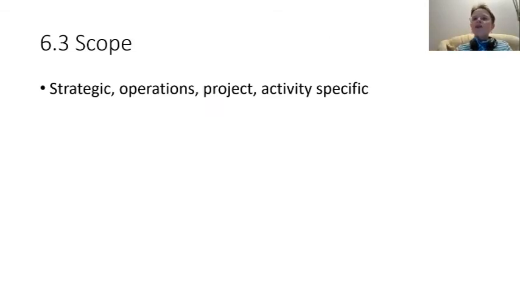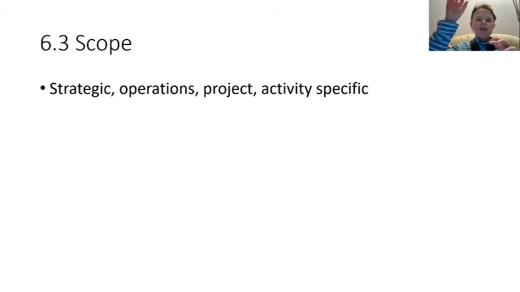6.3 is setting the scope of our risk management process and what we're covering. So it's saying, when you look at risk management, look at your strategic risks. Look at the risks associated with your individual operations and activities. What about the risks to do with projects? What about the risks to do with a specific activity or job? And it's up to us to decide our approach.